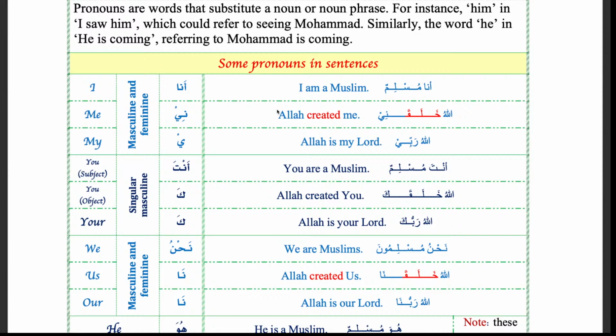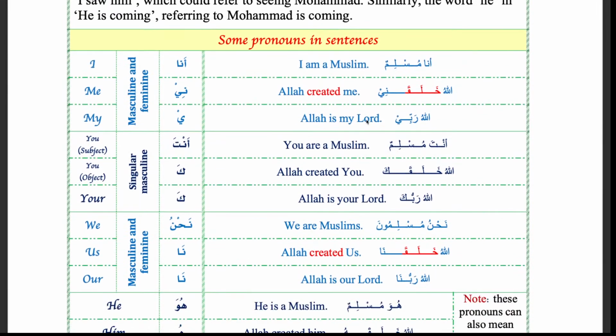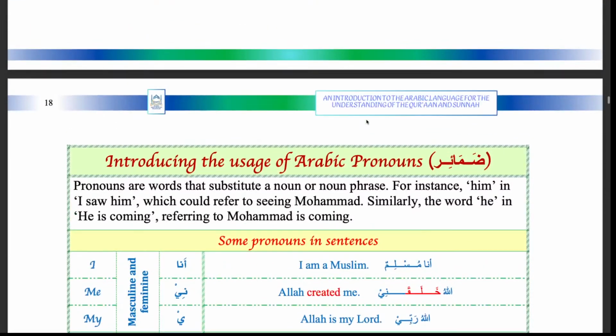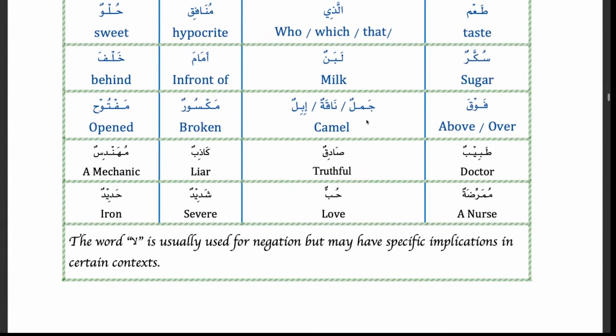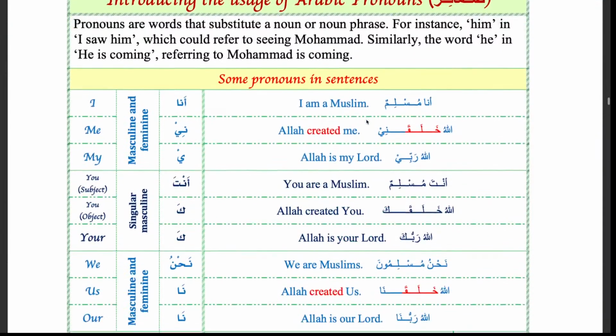Right? And for example, hit. If you want to say he hit me, what's hit? Daraba. He hit me, darabani. You're not going to say darabi. Right? You say darabani. What else can you say with me? With anything with me. He loves me. Ahabbani. Right? And so on.